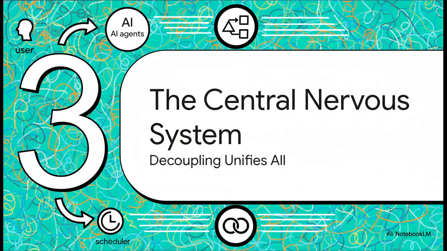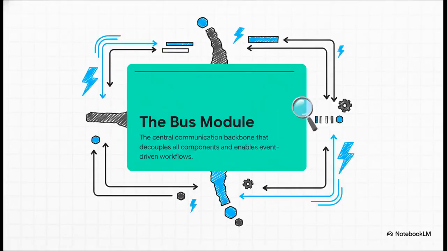So now we've got two completely different ways for the agent to get a task. It can come reactively from a user, or it can come proactively from a scheduler. How does the system handle both without becoming a tangled mess? Well, the answer lies in the absolute core of Nanobot's architecture. And it's called the bus module. This is the central nervous system. Every single thing flows through here. It's an event-driven backbone that completely decouples all the different parts of the system from each other.